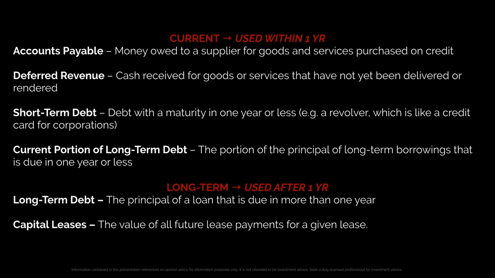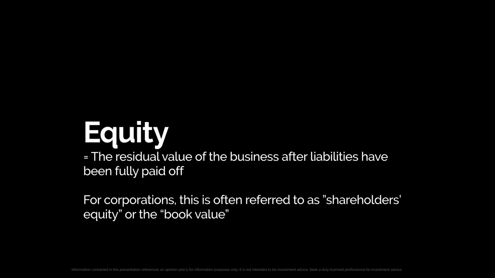The next key category is equity, and this can be a little confusing. So equity, remember our accounting identity says that assets is equal to liabilities plus equity. So what is liability? What is equity? If we just flip that equation around a little bit, that's the same thing as assets minus liabilities is equal to equity. And equity is the residual value of the business after liabilities have been fully paid off. For corporations, we often call this shareholders' equity or book value. And we'll talk about book value and market value in a moment here.